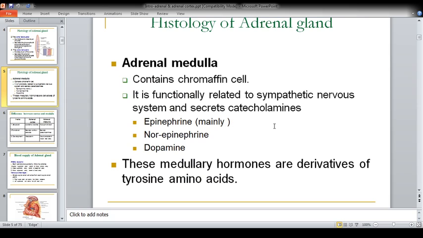Then comes the innermost layer, that is the adrenal medulla. Adrenal medulla contains chromaffin cells. This adrenal medulla is functionally related to the sympathetic nervous system, and it secretes catecholamines. The main catecholamines are epinephrine, norepinephrine, and dopamine. The main secretion of this adrenal medulla is epinephrine. These medullary hormones are derivatives of the amino acid tyrosine.